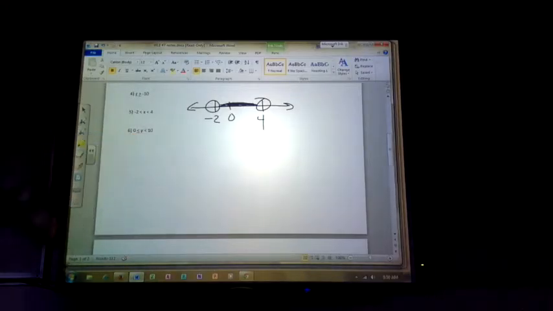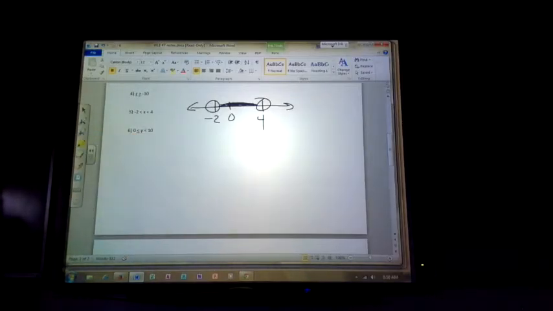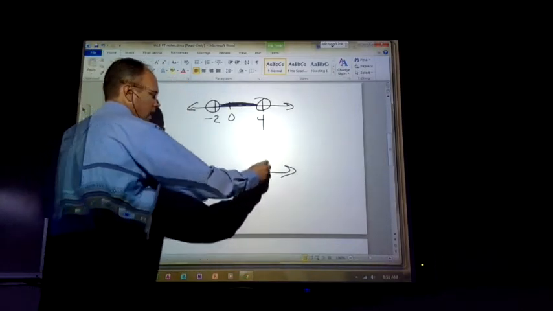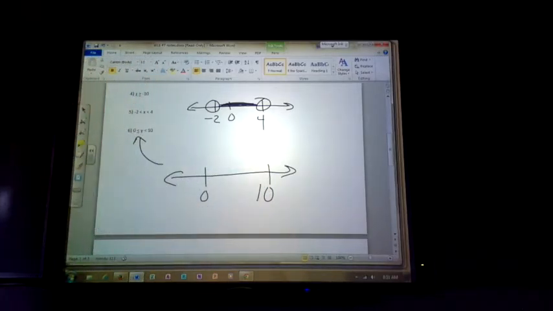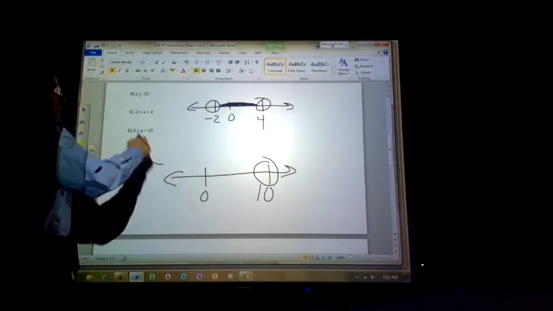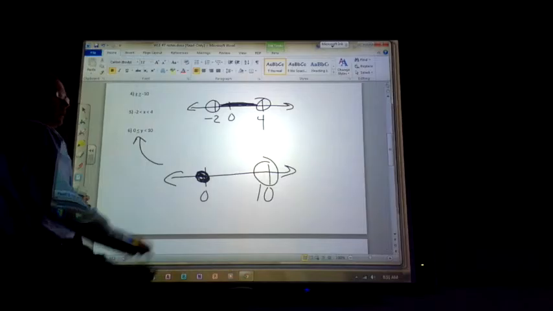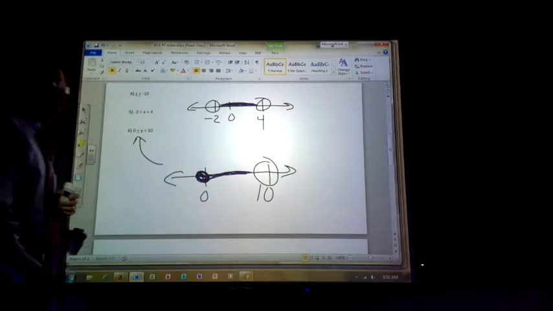How am I going to do number 6? And is one of them a solid dot? Yes, one's a solid dot. Which one's a solid dot? The left one, which is? So I have 0, I have 10. Where's the open dot? 10. Because it's that out. It's closed dots here. Where am I shading? In between. That's it.